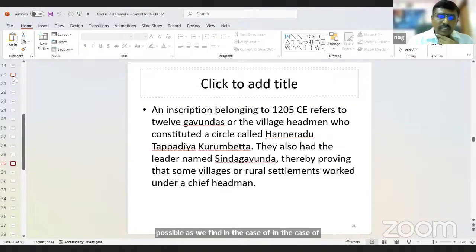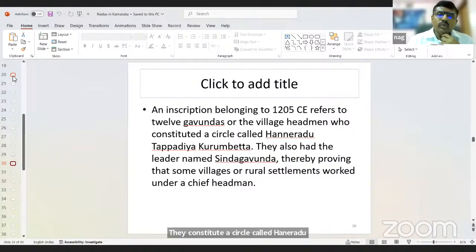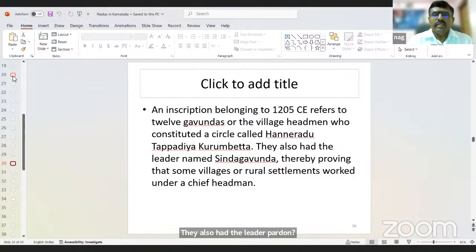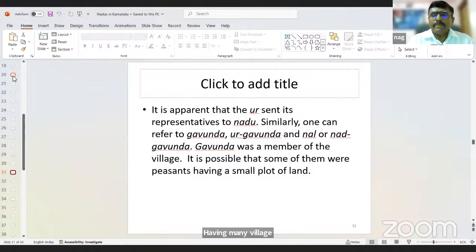And in one inscription of the 13th century, we find 12 Gaundas, village headmen. Gaunda is a village headman. They constitute a circle called Hanneredu, Tappadiya, Kurumbetta. So that is a particular circle made up of these 12 Gaundas. They also had a leader called Sindhagaunda. So we find that there are many villages, many rural settlements, and they worked under the chief headman. So we find reference to this kind of having many village headmen in the context of Karnataka.